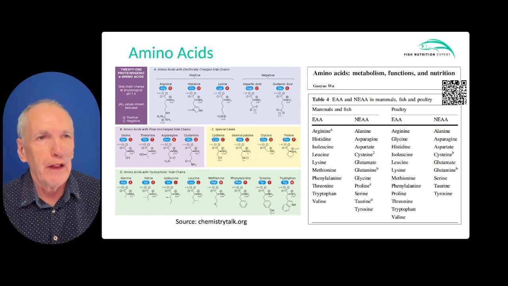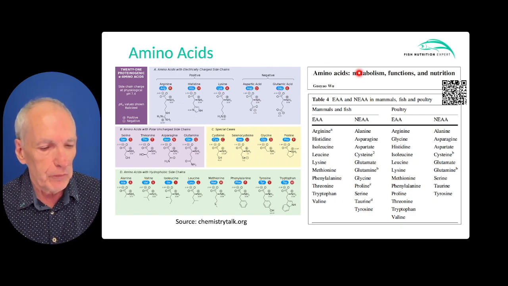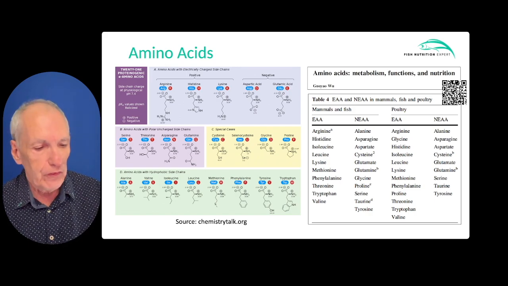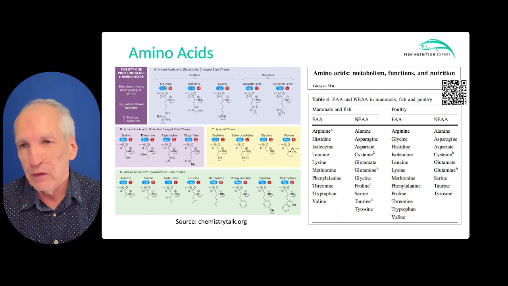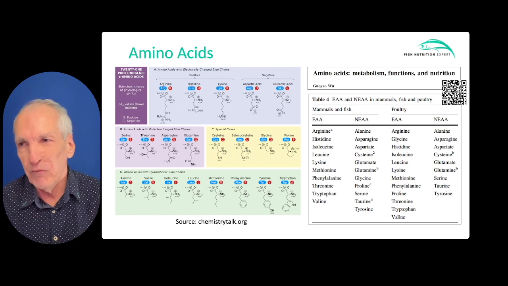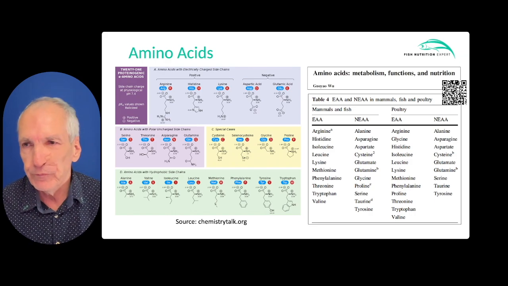And then if we look at this paper, Amino Acids, Metabolism, Function, and Nutrition, and you can scan this one and download it from there, we see that he has compared the essential and non-essential amino acids for mammals and fish over here and for poultry. And you can see that there's a slight difference down here. There's a few that are different. But in general, most animals have the same essential amino acids.